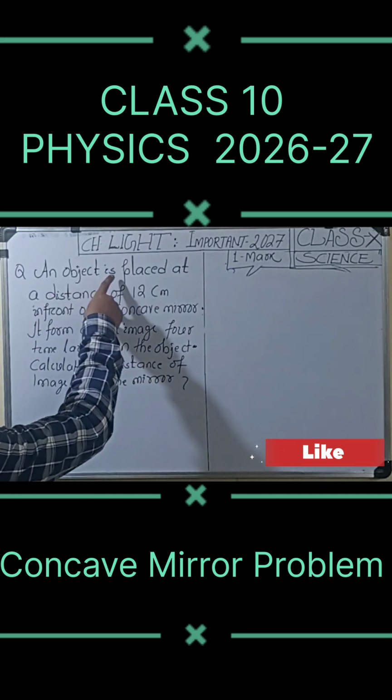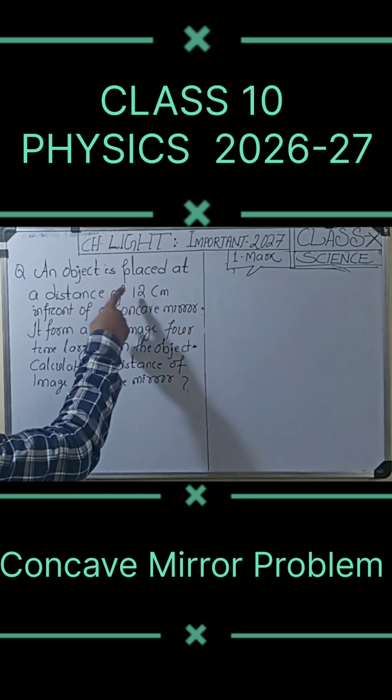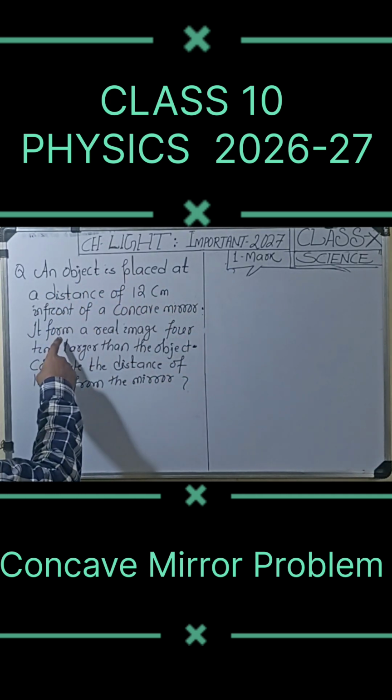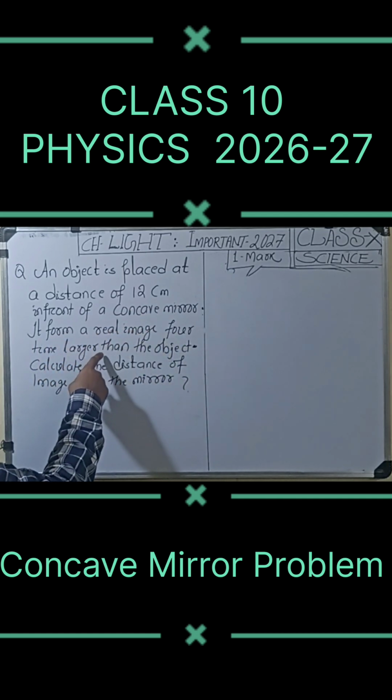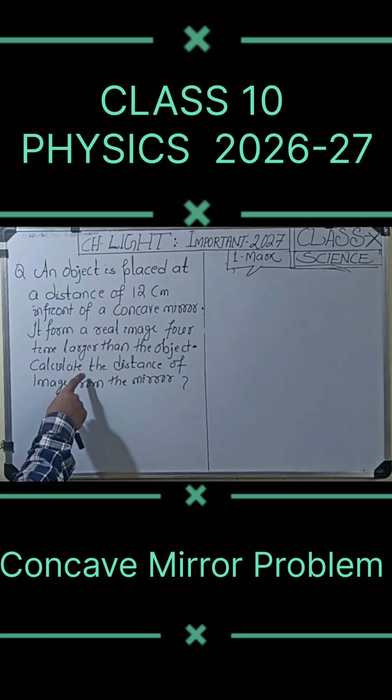The question is: an object is placed at a distance of 12 cm in front of a concave mirror. It forms a real image 4 times larger than the object. Calculate the distance of the image from the mirror. So students, what is given here?